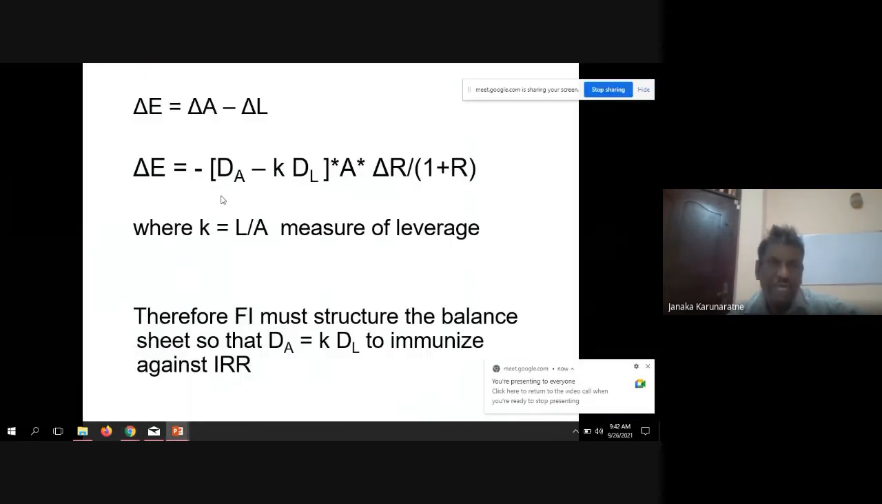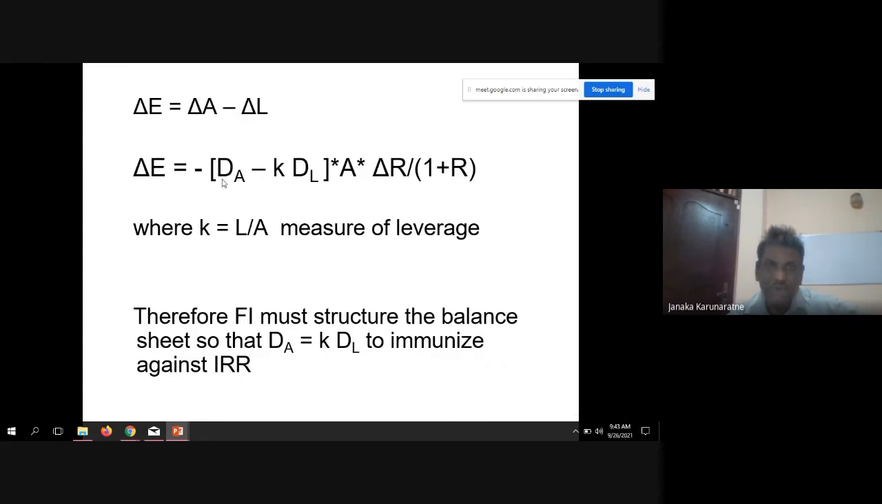Best way, if you can make this part dA minus KDL 0, that is the best way. So this is the only possibility. We cannot do anything else other than this. If we can make this component 0, then what happens? Change in equity will become 0. Right? So how do you make this 0? Simply you have to make dA equal KDL.